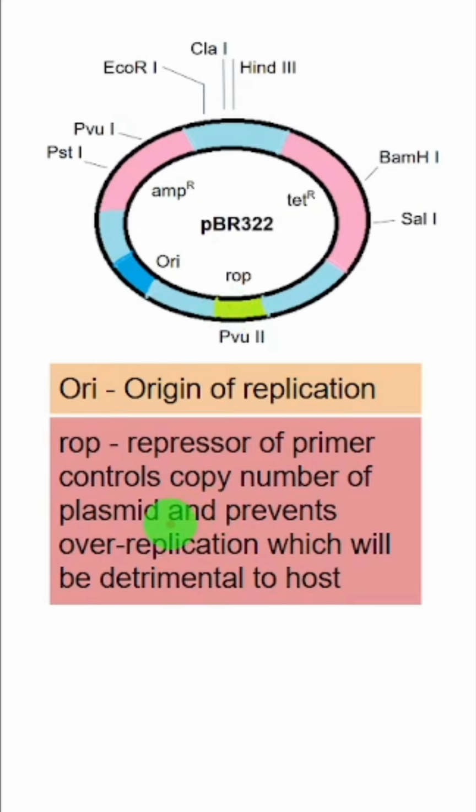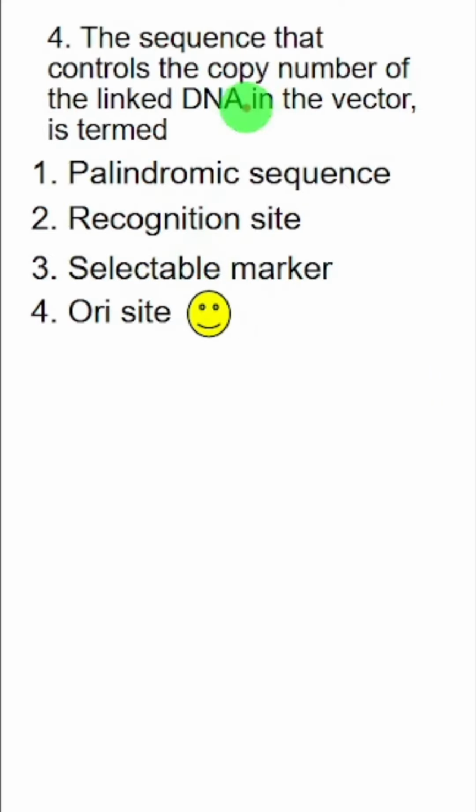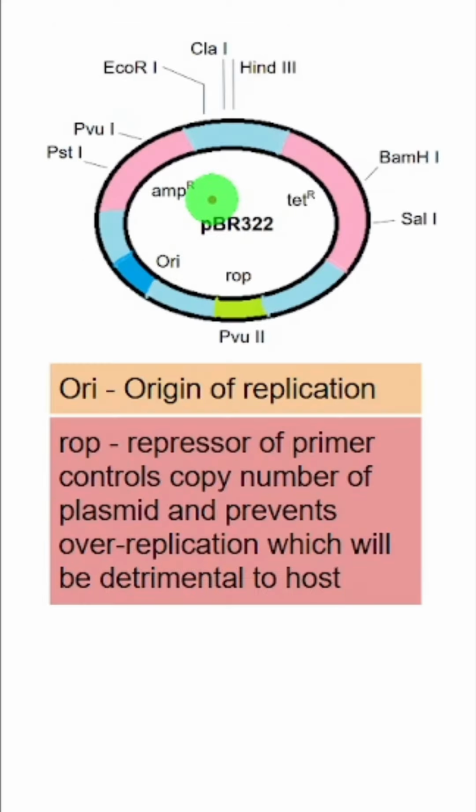So actually this question is what controls the copy number. ROP is not given, ORI is given, but actually it is the role of ROP. See, plasmid depends on host machinery. We need a system which can check the copy number and prevent over-replication of the plasmid.